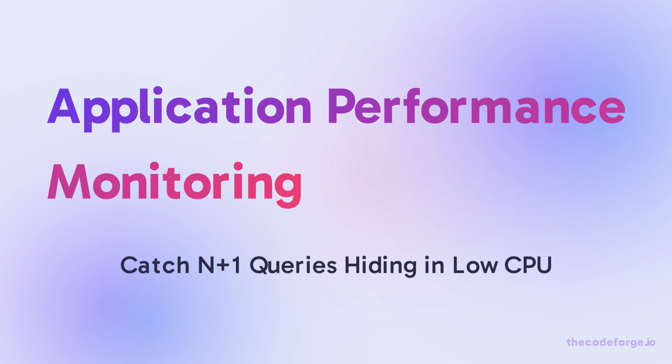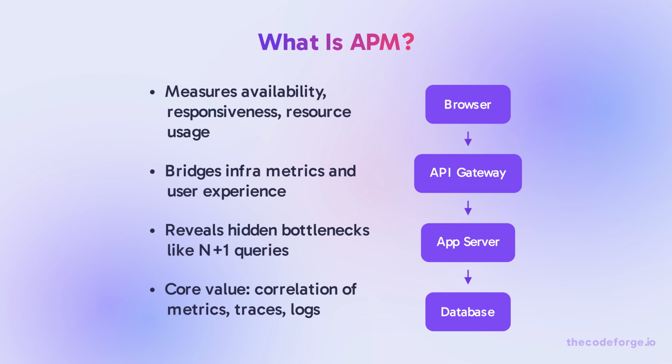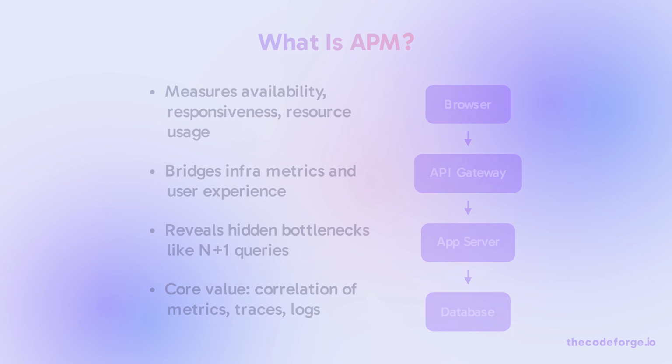Before we dig into that production issue, let's cover application performance monitoring. APM sits between infrastructure monitoring and user experience monitoring. It instruments your code to track request paths, database queries, and error rates. Without it, you're flying blind on issues like N+1 queries that silently degrade performance.